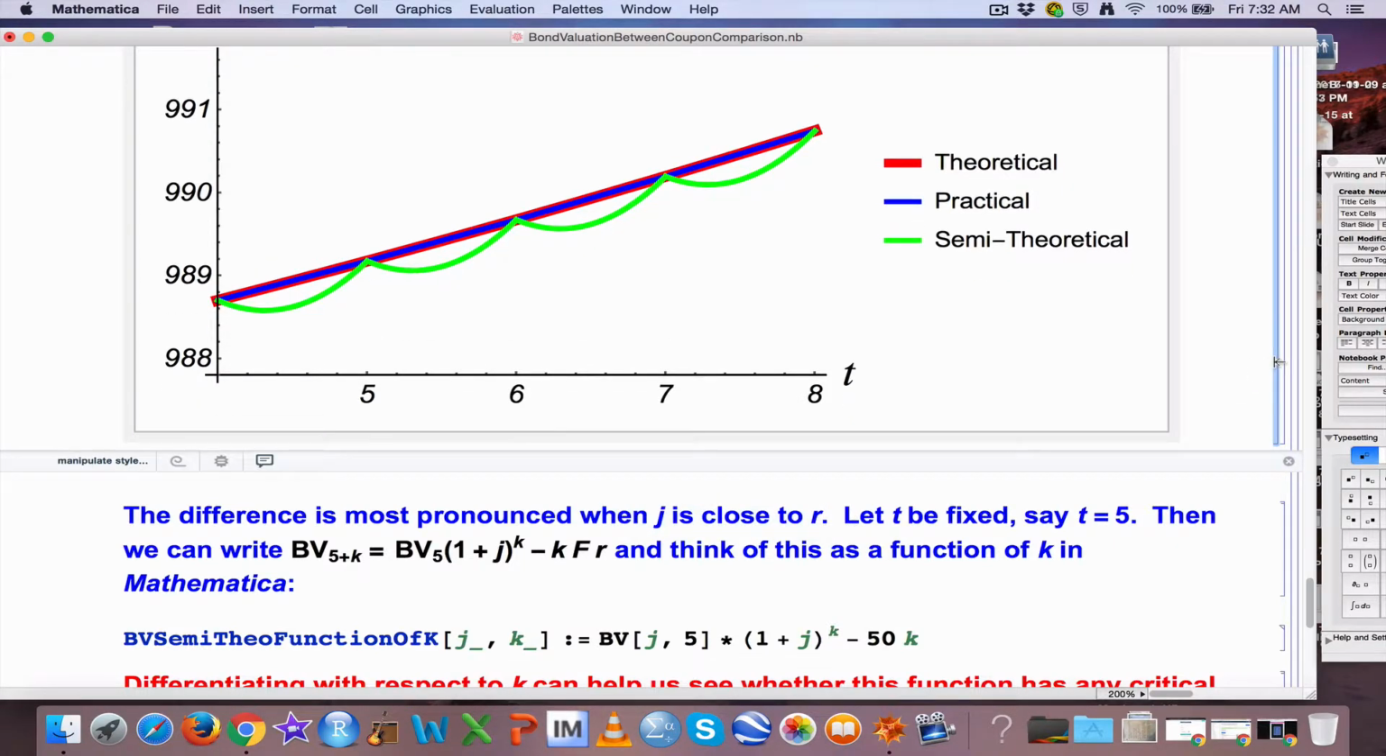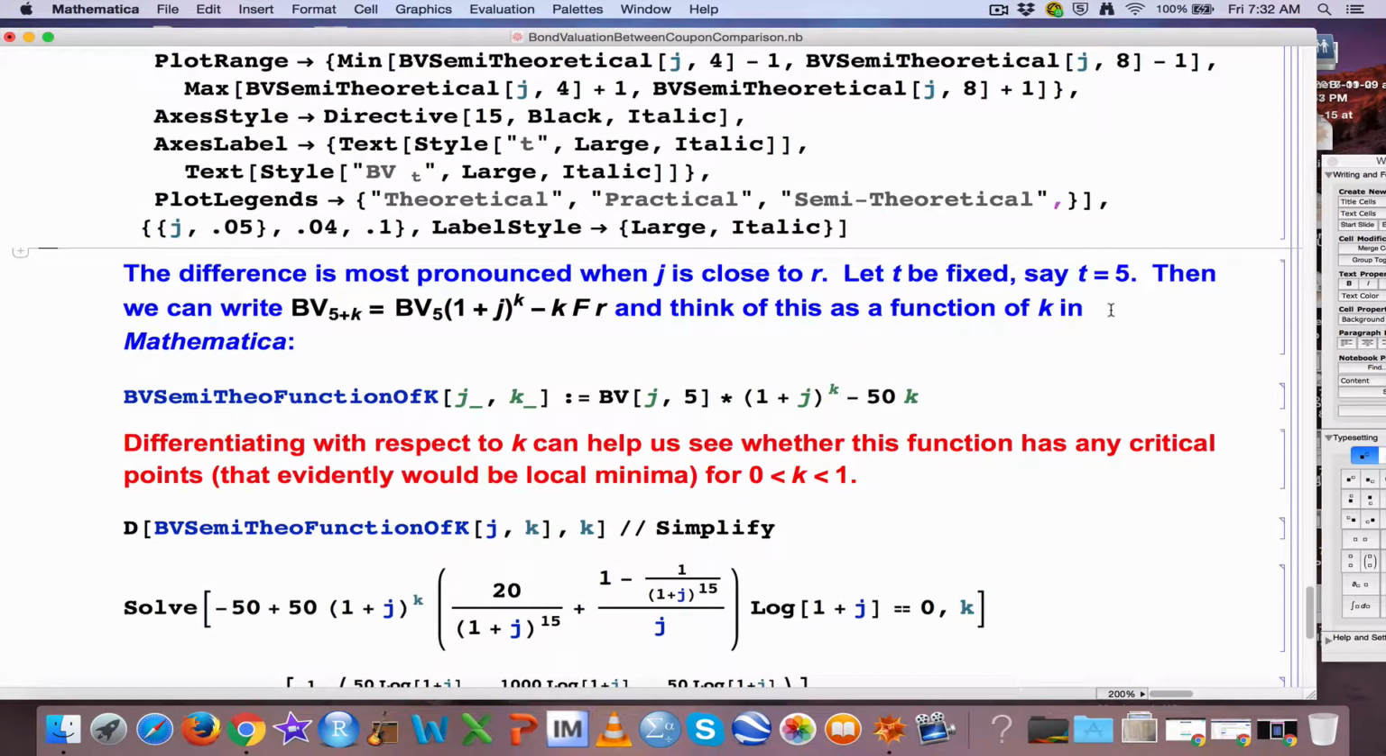I'm getting close to the end of the video here. What I'd like to do now is try to understand this. Why is the difference most pronounced when j is close to r, the semi-annual effective yield rate? Let's consider a fixed t. I picked t equal to 5, but I could have picked something different. And write the equation for the book value with the semi-theoretical method here and enter it here.